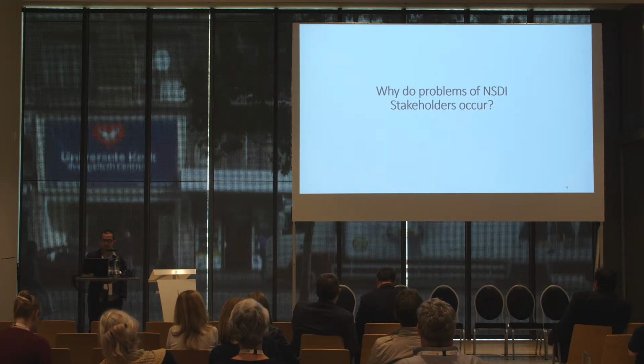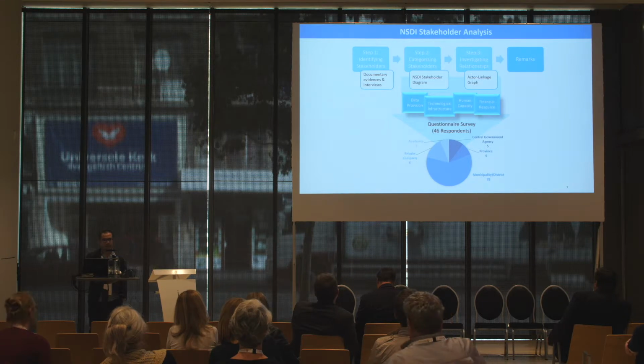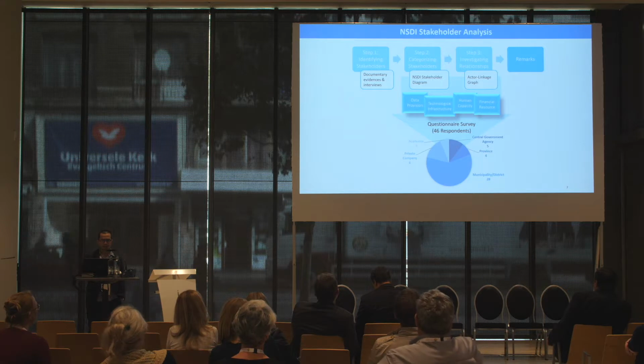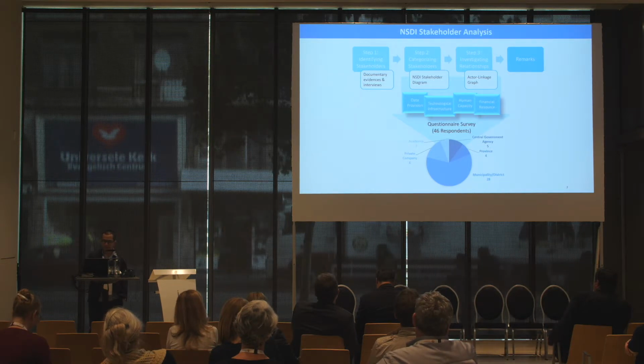So why does it happen? To answer that, we conducted an NSDI stakeholder analysis, which has 3 steps: identifying stakeholders from documentary evidence and interviews, and categorizing stakeholders by creating a stakeholder diagram. The last one is to investigate relationships using an actor linkage graph. For steps 2 and 3, we conducted a questionnaire survey with 46 respondents from different stakeholders.